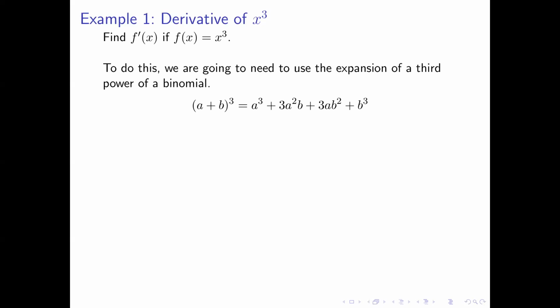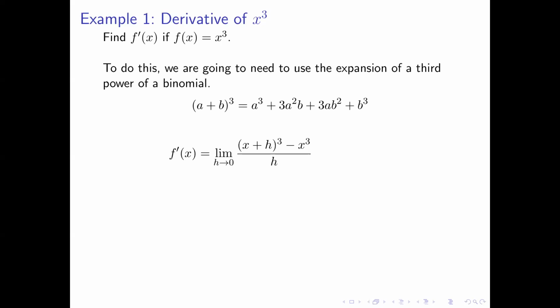You can also use something called Pascal's triangle, which you might have seen at some point in your study of algebra. If you're interested, you can find lots of resources to come up with this formula, but there it is for us, and we're going to make use of this.